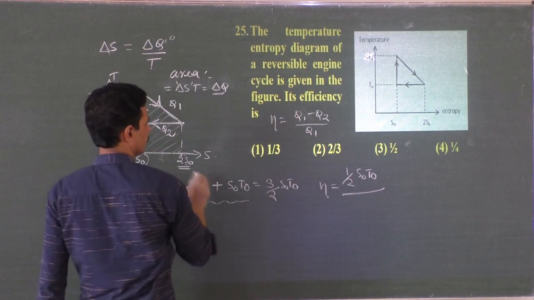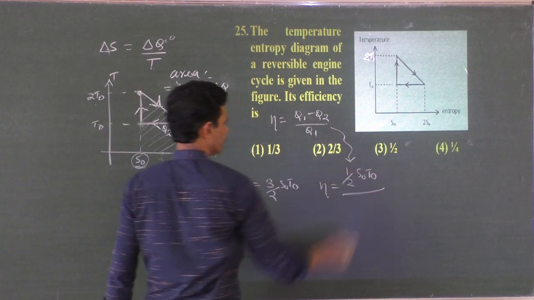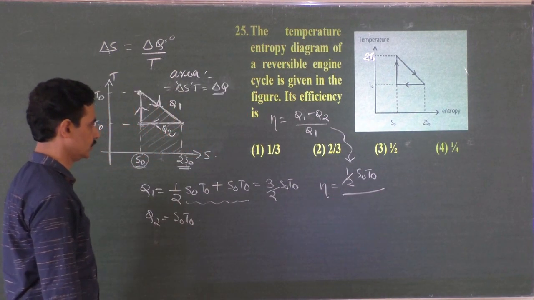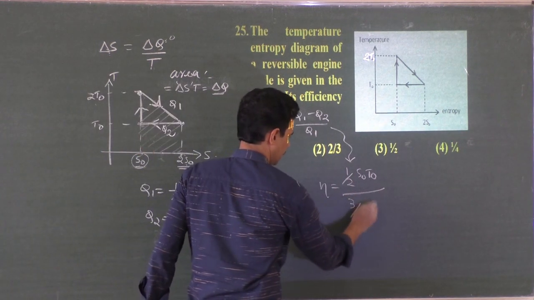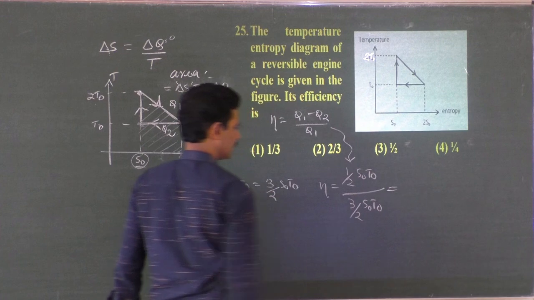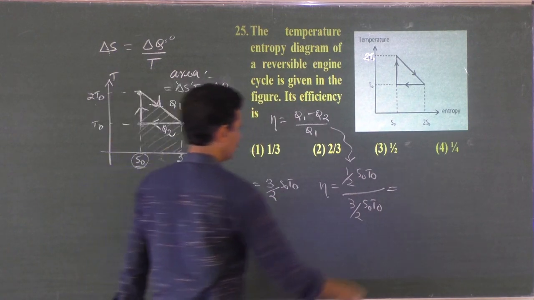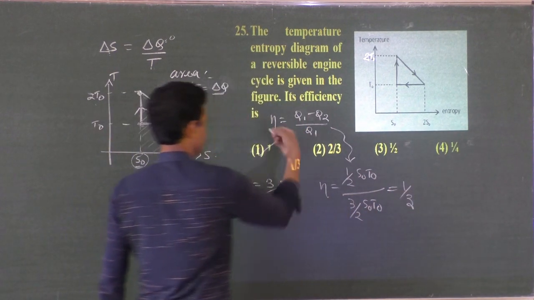Now, where is the formula? I am using this formula, Q1 minus Q2 by Q1. Q1 is 3 by 2 S naught T naught. Half S naught T naught divided by 3 by 2 S naught T naught. The 2 gets cancelled. That is 1 by 3. So the option is this one.